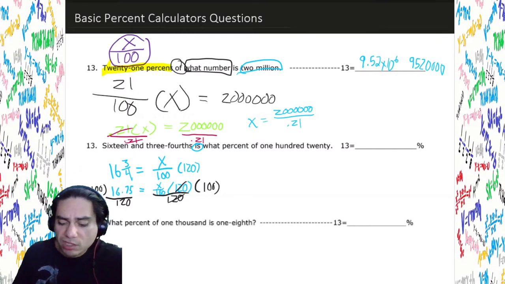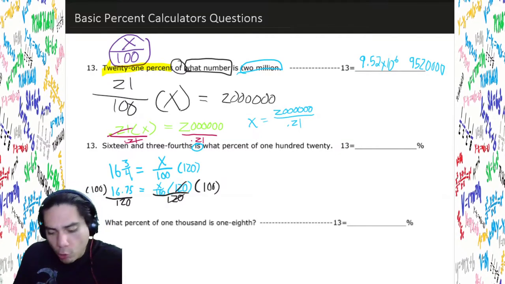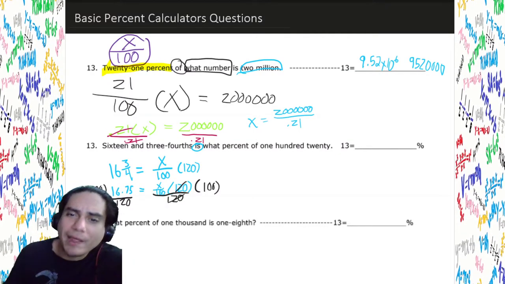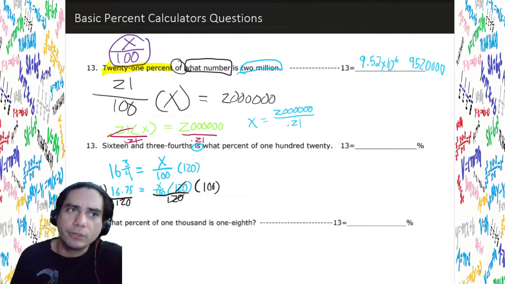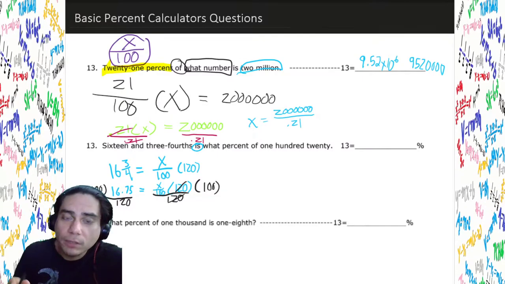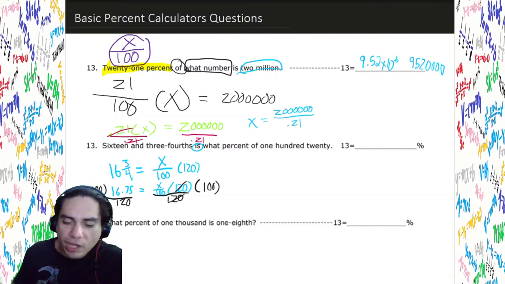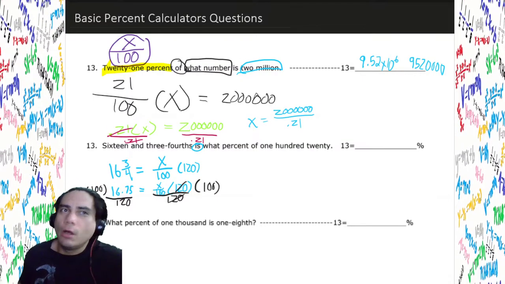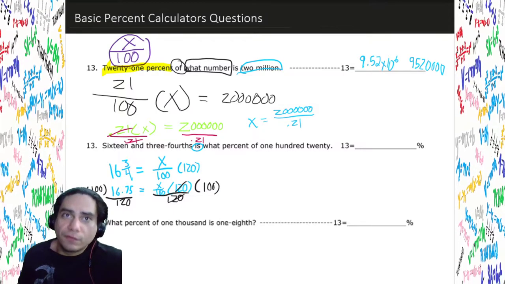We're going to do 16.75 and multiply it by 100. We're multiplying so we can cancel out that divide by 100. Then we're going to get that product and divide it by 120. And so we get a beautiful answer of 13.